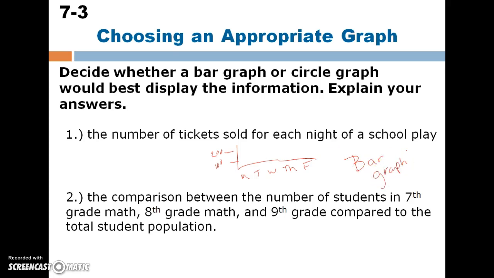The second one is comparing between the number of students in 7th grade math, 8th grade math, and 9th grade math compared to the total student population. So this one, since we're comparing something to the total, a circle graph is going to be good, because then you would be able to say, okay, this sector is 7th grade. This sector is 8th grade. This sector is 9th grade. And this sector here is 9th and above, or 10th and above.